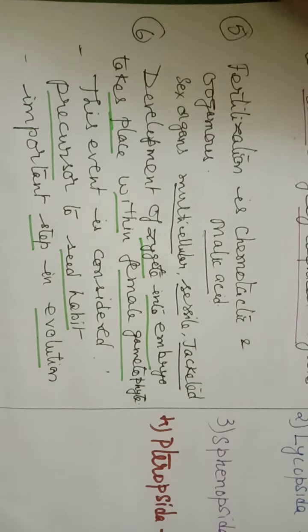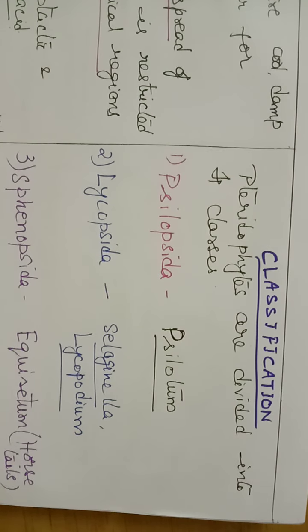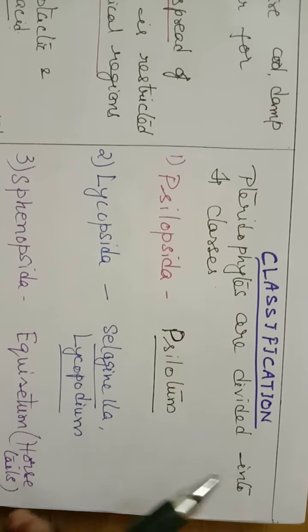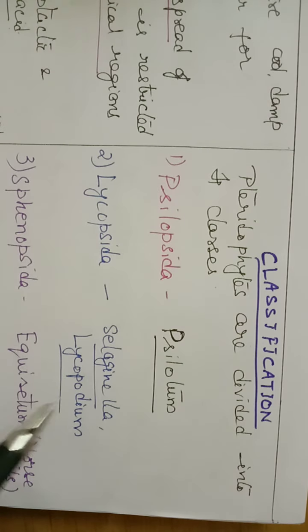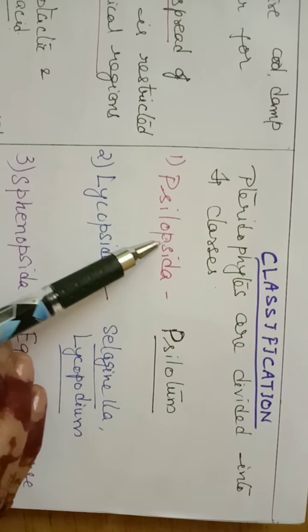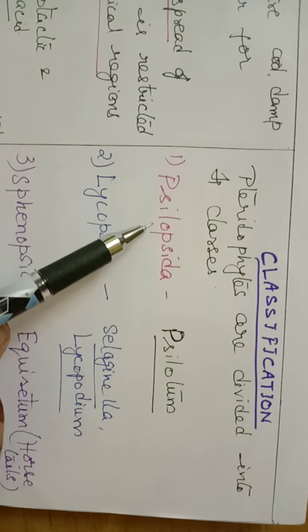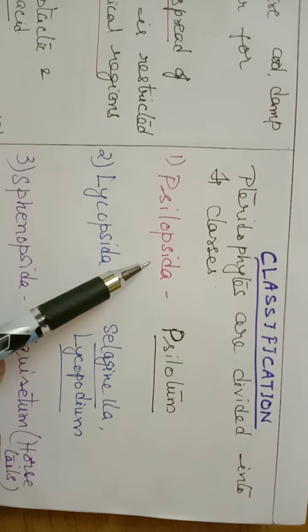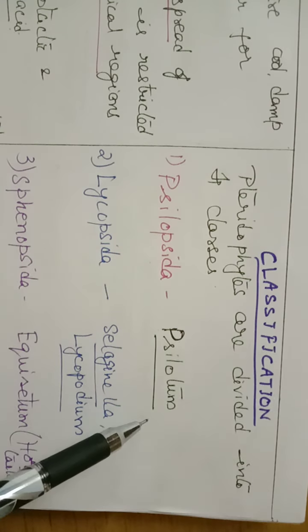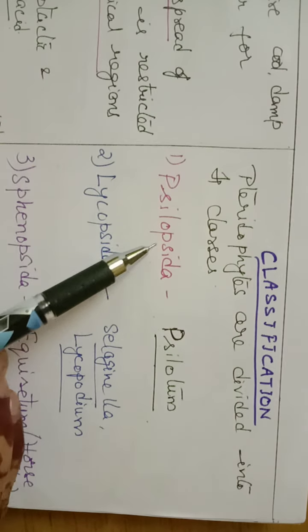Now lastly, we will go through the classification of pteridophytes. Here only the names and the examples we will be discussing. Details are not required for you. So try to remember all the 4 classes and the names and examples. Pteridophytes are divided into 4 classes. The first class is called Psilopsida. The P is silent here. Psilopsida, Psilotum. Very easy to remember, both starting with PSI.